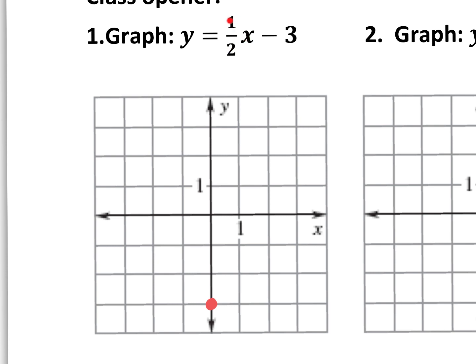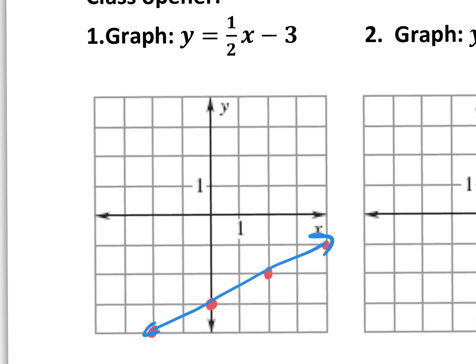So it's going to rise 1 and run 2. The reason why it's going up 1 is because the fraction is positive. If the fraction were negative, it'd be going down. So because it's positive, you're going up 1 over 2, and you put a dot right there. And you could continue to go up 1 over 2 and put a dot right there. And you could even go backwards. Over 2, down 1, over 2, down 1, over 2, down 1 to extend it in the other direction. And then you connect your dots, and you're done.